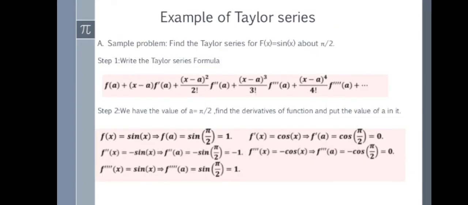Example of Taylor series. A sample problem. Find the Taylor series for f of x equals sin x about pi by 2. Step 1. Write the Taylor series formula: f of a plus x minus a into f dash of a plus x minus a whole squared by 2 factorial into f double dash of a plus so on. Step 2. We have the value of a equals pi by 2. Find the derivatives of the function and put the values of a in it. f of x equals sin x. f of a equals sin pi by 2 equals 1.